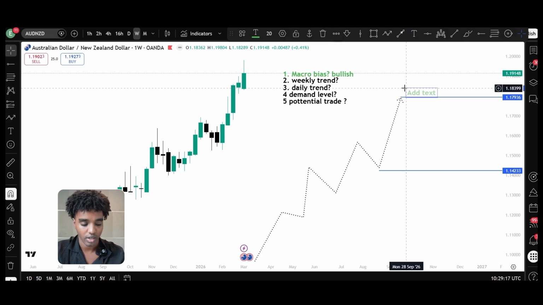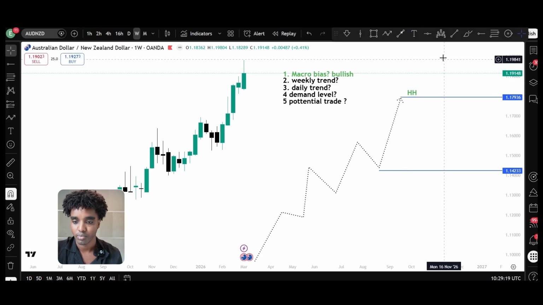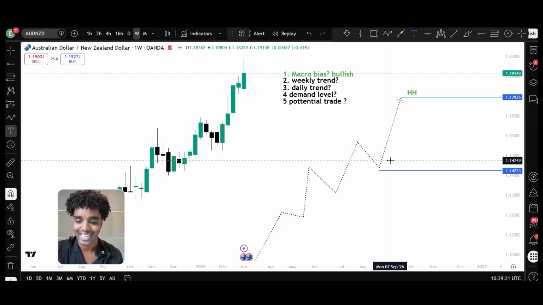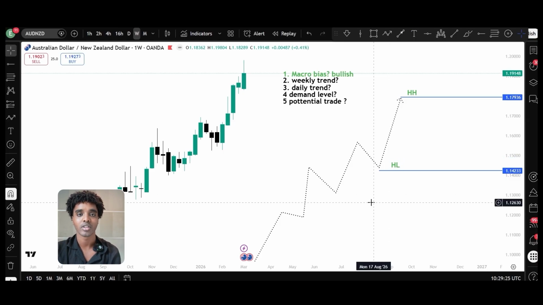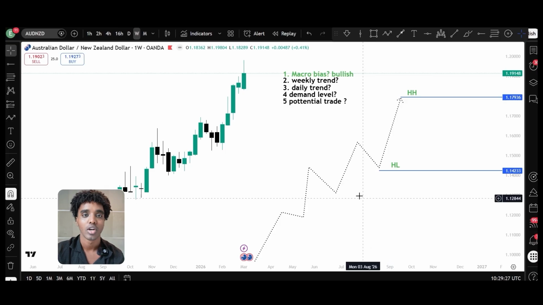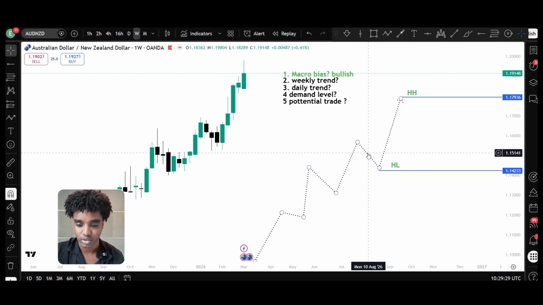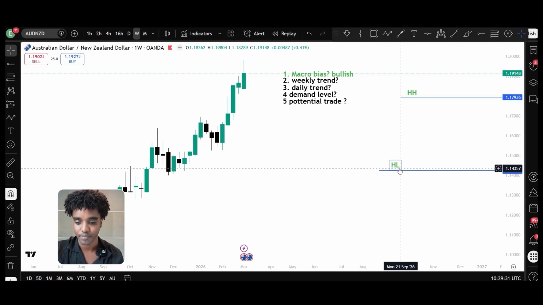So that's a higher high. So it's making higher high structures and higher low structures. So this market is undeniably a bullish market on the weekly time frame. Let's delete this first.